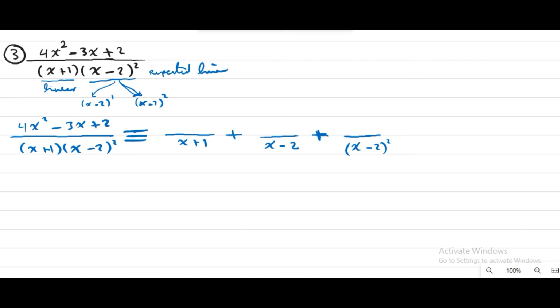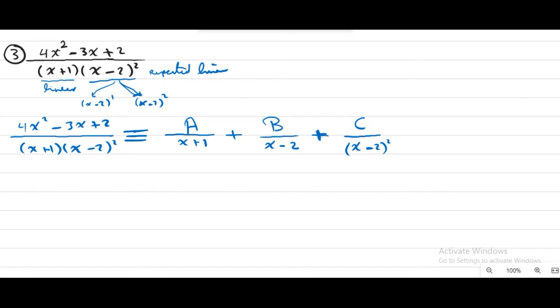We'll put numerators. Here it's linear, so it will be 1 letter. Here it's linear, so it's also 1 letter. Here it's repeated linear. What's important here is the type of the factor inside the bracket. It's linear, so we'll put 1 letter.